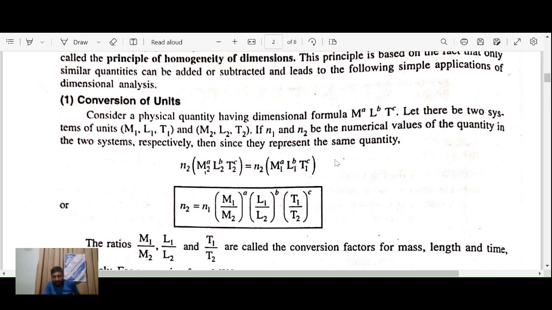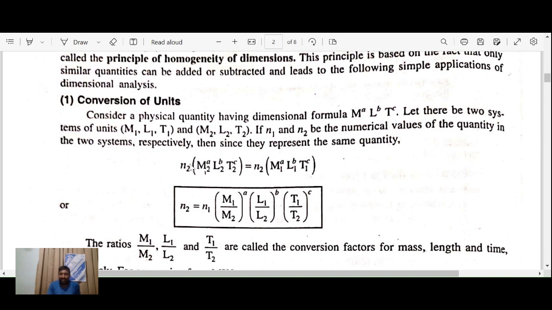How do we do the conversion of units? Consider a physical quantity having the dimension formula capital M to the power a, capital L to the power b, and capital T to the power c. Let there be terms of M1, L1, T1, and another set M2, L2, and T2. We don't know the multiplier. Let's say n1 and n2 be the numerical values of the quantities of two systems.